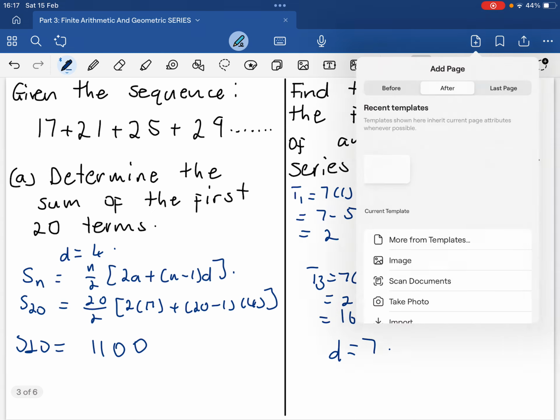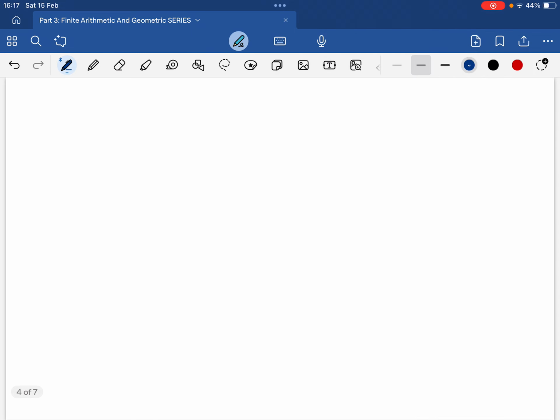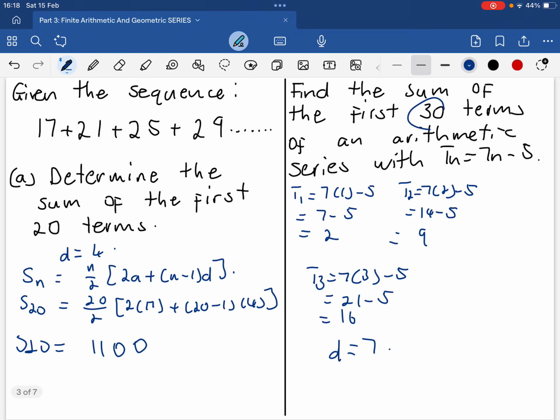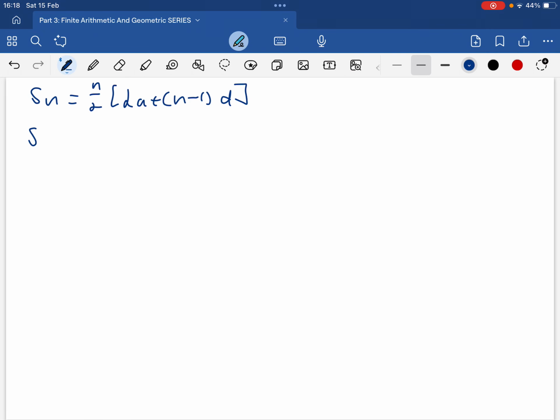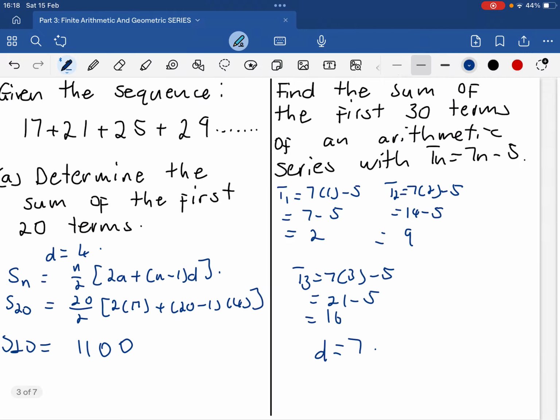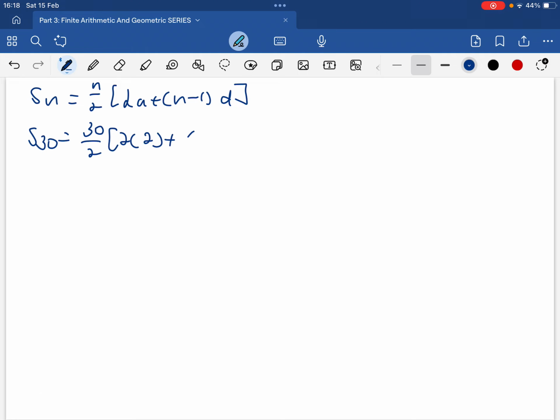Now, there are two ways we could answer this. You could say, well, Sn is equal to n over 2 into 2a plus n minus 1 times d, meaning if we're trying to find the sum of the first 30 terms, that's S30, which is 30 over 2 into 2 times the first term, which is 2, plus 30 minus 1 times the common difference, which is 7. Okay, now if you put it in your calculator, that would give you 3,105.